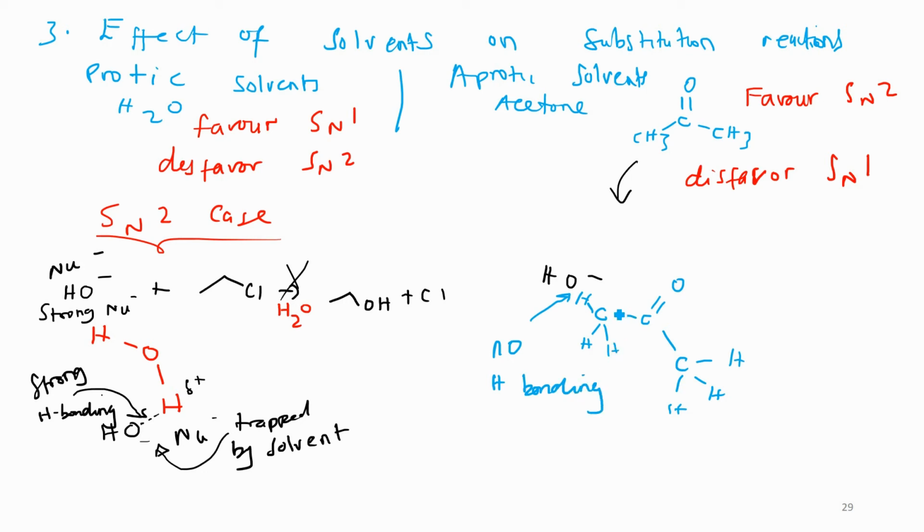Why? You don't have a protic solvent. This solvent is aprotic. In the previous case, we had the hydrogen bonded to oxygen. That's why it was super partially positive. But here, this hydrogen is not as positive. So there's no hydrogen bonding, which means the nucleophile, which is OH minus, is very much available.